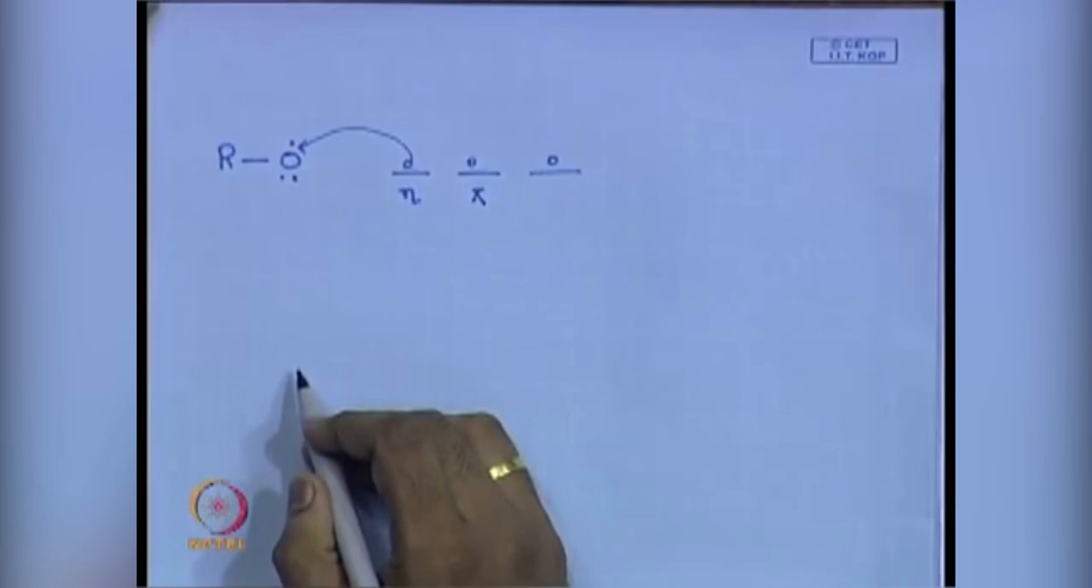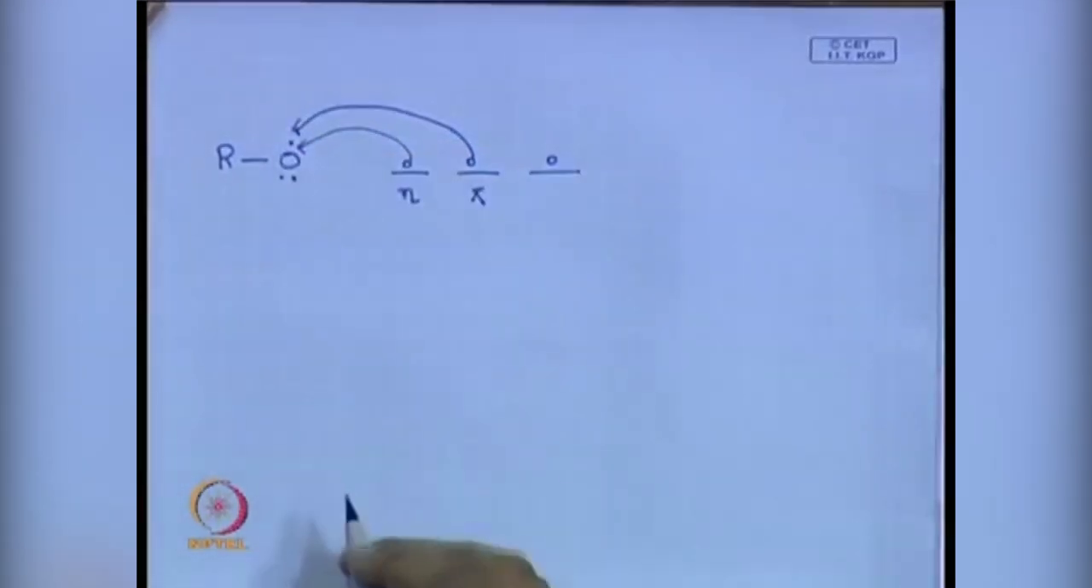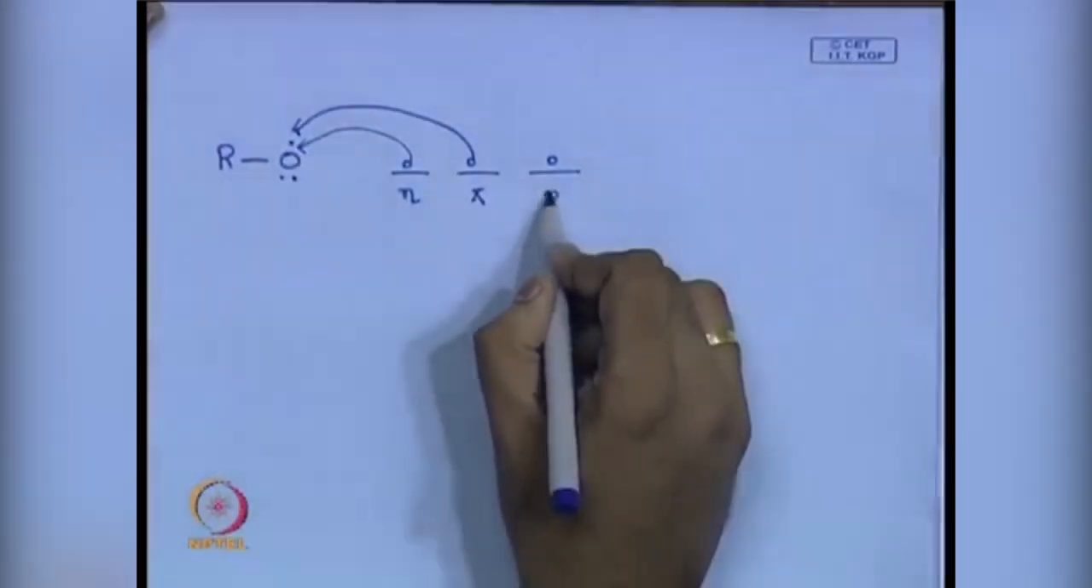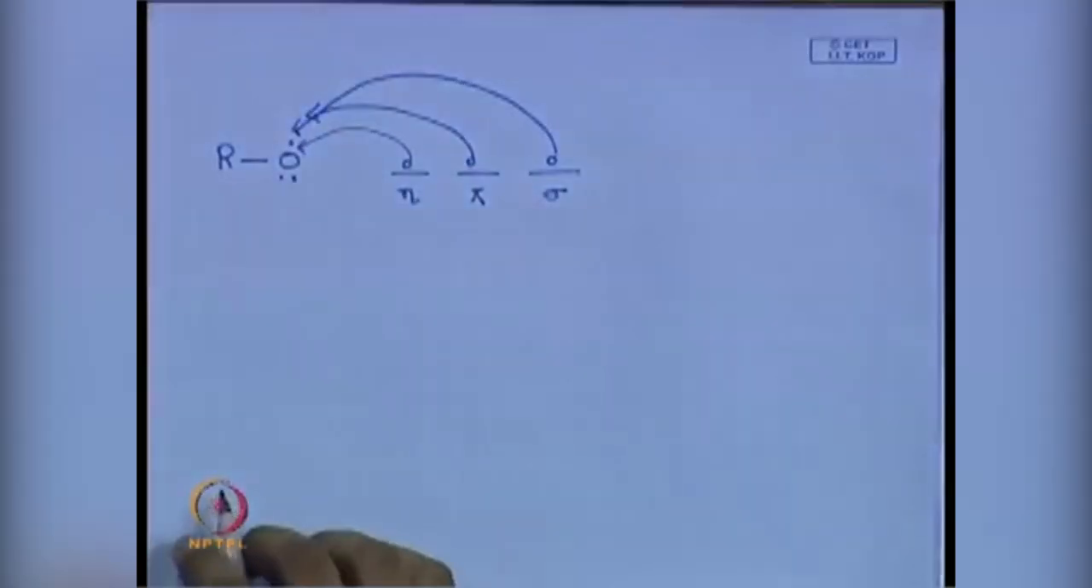If you have a pi system, pi electrons available in the environment, it also grabs that. Same way, if you have a sigma, the thermodynamics comes into the picture, which radical has to be generated more, but anyhow it also grabs an electron from your sigma also. So, your alkoxy radical can get an electron from your non-bonded electron, pi electron and sigma electron.